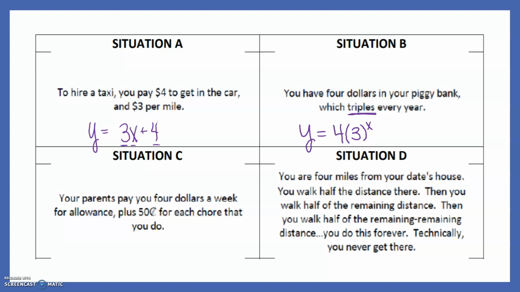Your parents pay you $4 a week for allowance plus 50 cents for each chore that you do. So you get 50 cents per chore plus your initial allowance of $4.